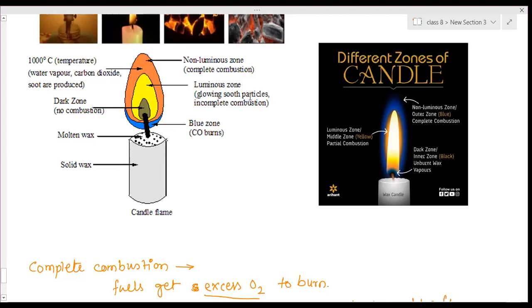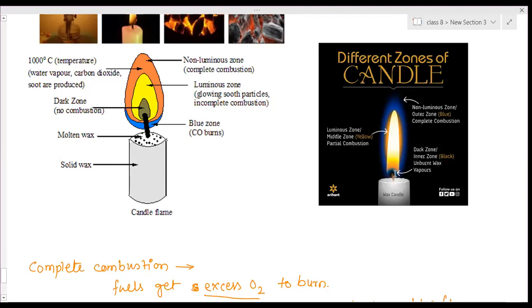Luminous zone: glowing soot particles, incomplete combustion. Soot is there. Clear? Here oxygen is in contact but very less. Oxygen will be available for these particles to burn, so partial combustion takes place and therefore more light is produced but less heat is produced. So this yellow part is a moderately hot zone. Outside it is less light, more heat.